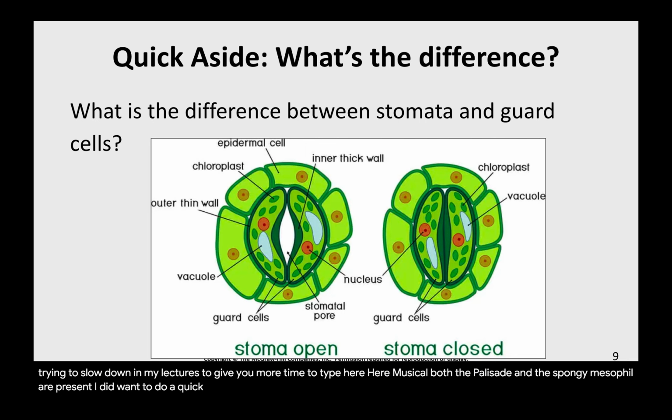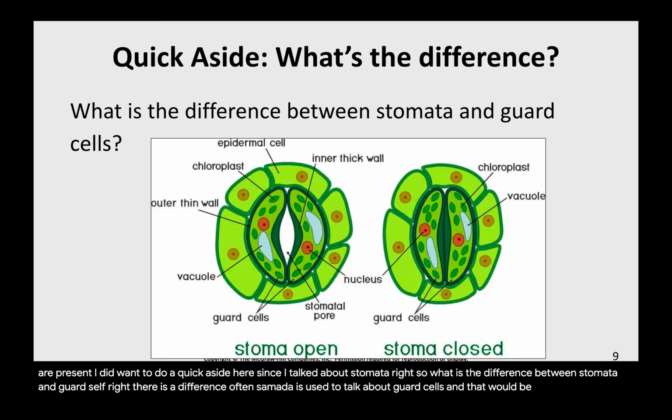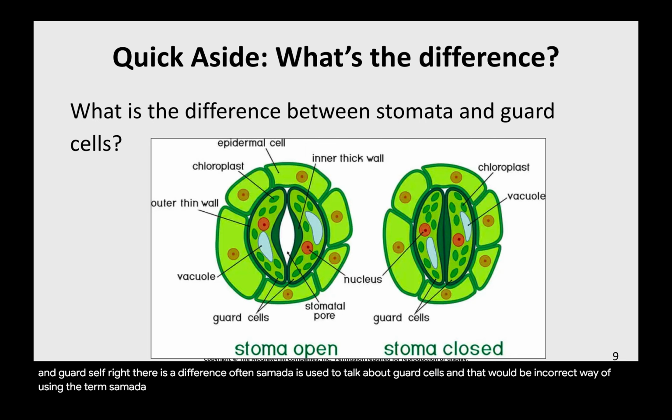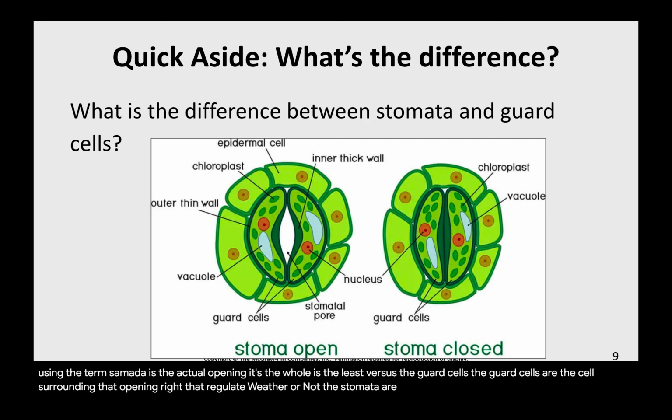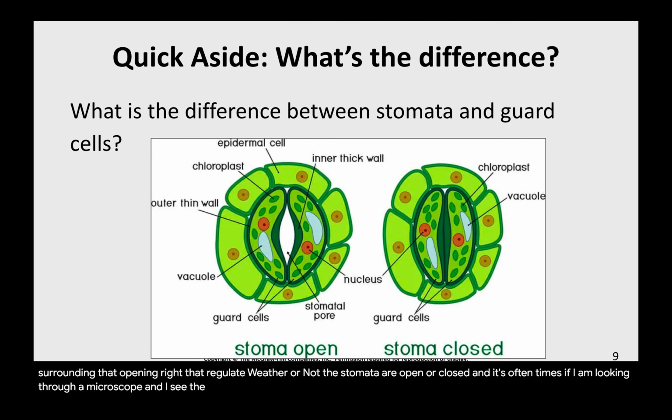I did want to do a quick aside here since I talked about stomata. What is the difference between stomata and guard cells? There is a difference. Often stomata is used to talk about guard cells, and that would be an incorrect way of using the term stomata. Stomata is the actual opening. It's the hole in the leaves, versus the guard cells are the cells surrounding that opening that regulate whether or not the stomata are open or closed. So oftentimes, if I am looking through a microscope and I see the stomata, students will say, oh, that's the stomata, and point towards the guard cells. Well, the stomata is actually the pore, the opening itself. The guard cells are these cells that regulate whether that pore is open or closed.